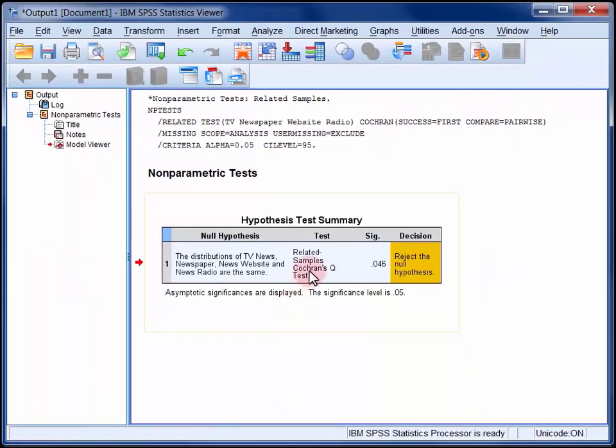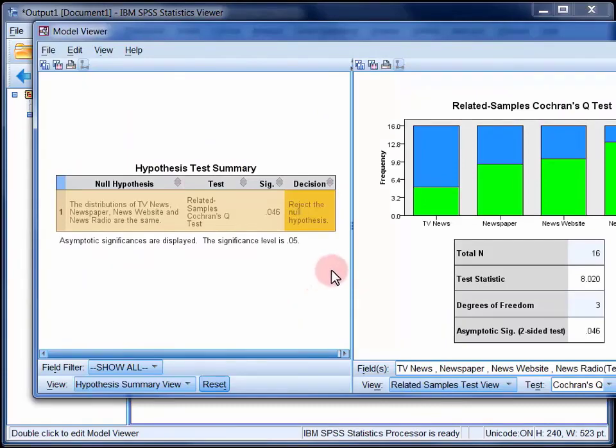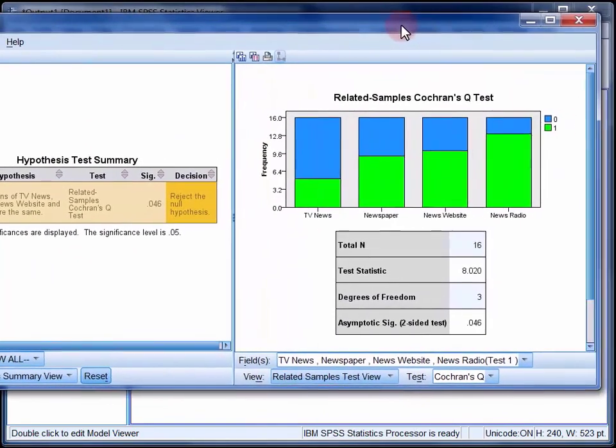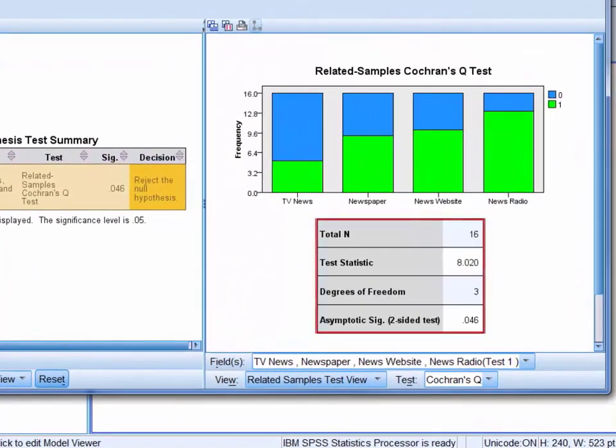Now if you double click the summary table, it will open up the model viewer. Now the table towards the bottom of the first screen tells you that there were 16 cases in the sample and that Cochran's Q test statistic is 8.020. We'll need this for the reporting. We'll also need the degrees of freedom, which is 3, and you already know the significance level of 0.046.